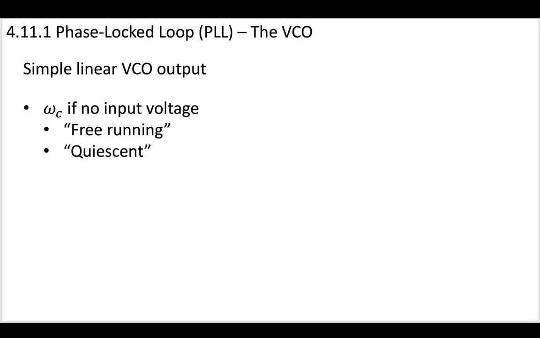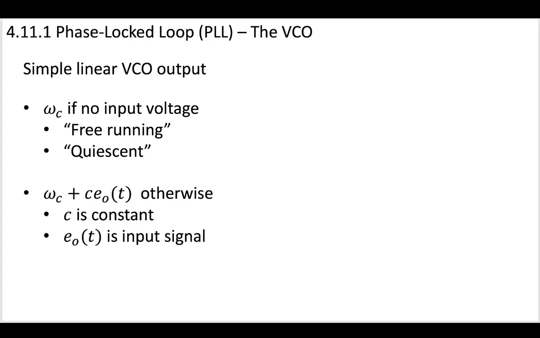And if you put no voltage into the input, it's going to run at a free running frequency or quiescent frequency. So if there's no input voltage, the instantaneous output frequency of your VCO is going to be some frequency, and we're going to call it omega C. So that's the free running frequency of your VCO. Now, if it's a simple linear VCO, that instantaneous frequency is going to vary based on the input signal that you give it. So if we gave it some input signal, and we call it E0, then it's going to vary linearly with E0 based on this constant coefficient.